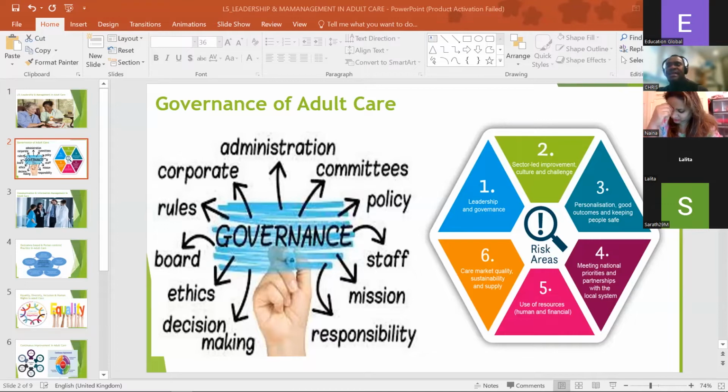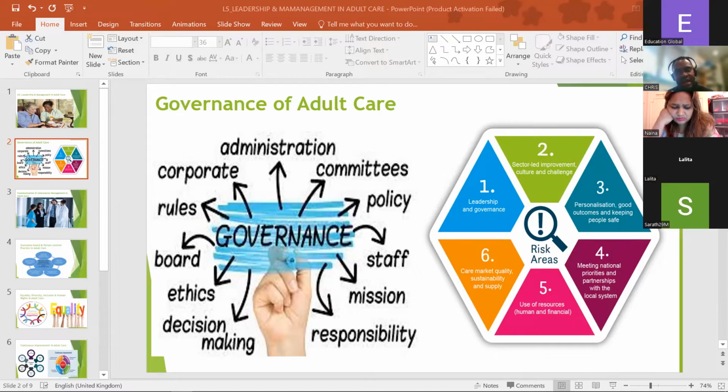We'll also be looking at the influence or the impact of legislation and policy on person-centered care provision and the outcomes that the service users expect to get from the service delivery. We'll be looking at your own role as a leader and a manager in health and social care.